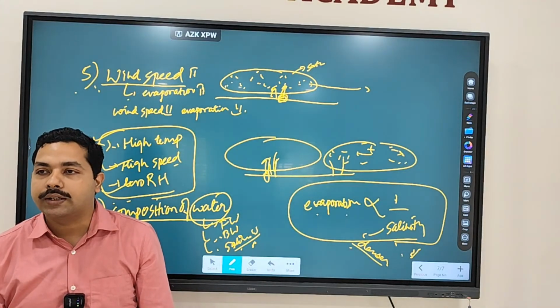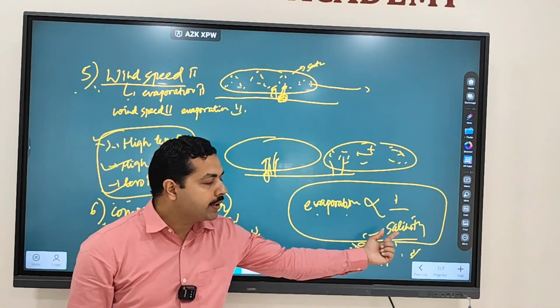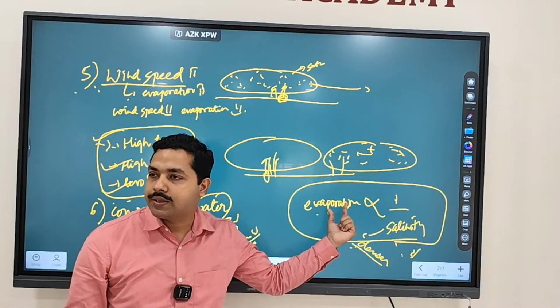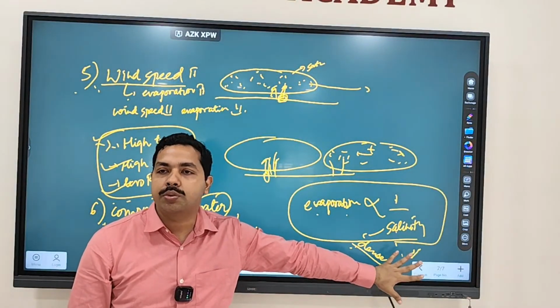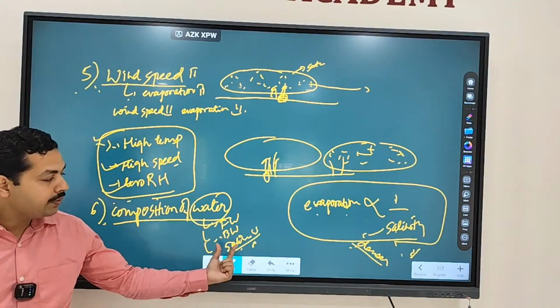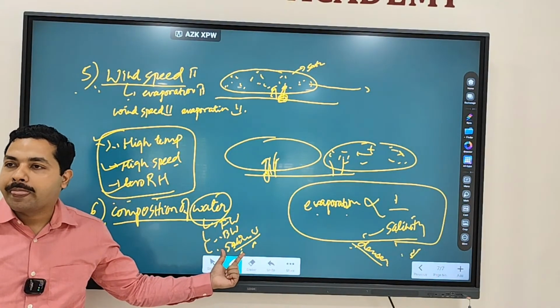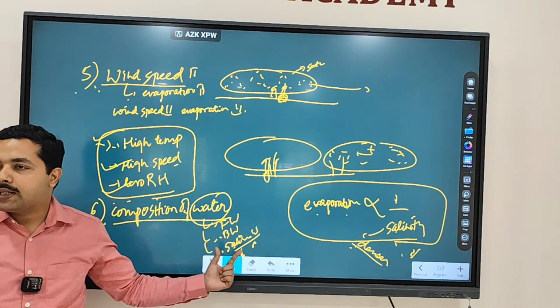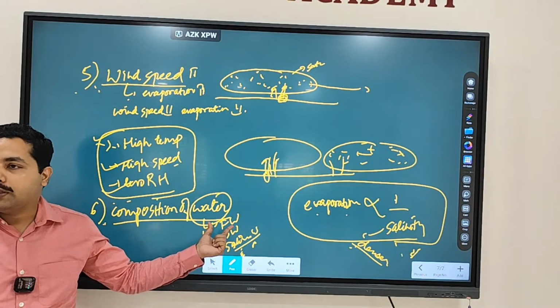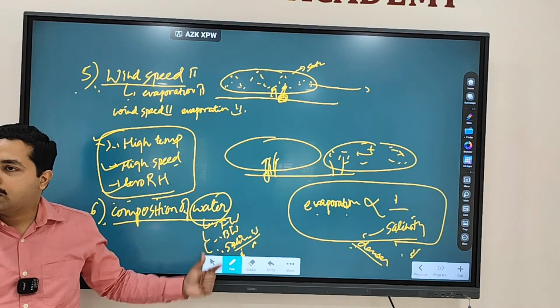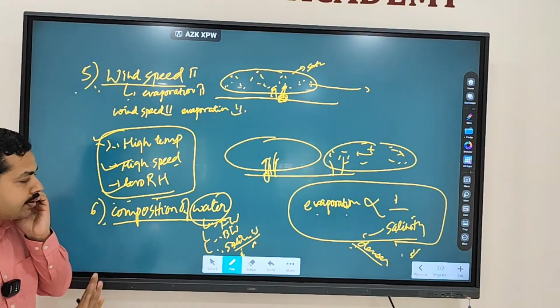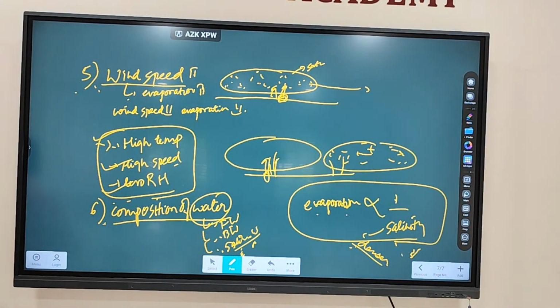Denser things are there. Clear? So when denser is going to be there, then what will happen? Evaporation is going to be lesser. So evaporation is inversely proportional to what? Salinity. So in saline water, what will happen? Rate of evaporation will be less. In fresh water, what will happen? Rate of evaporation will be higher. Clear? So that is the concept you have to keep in mind with regard to composition of water. Fine.